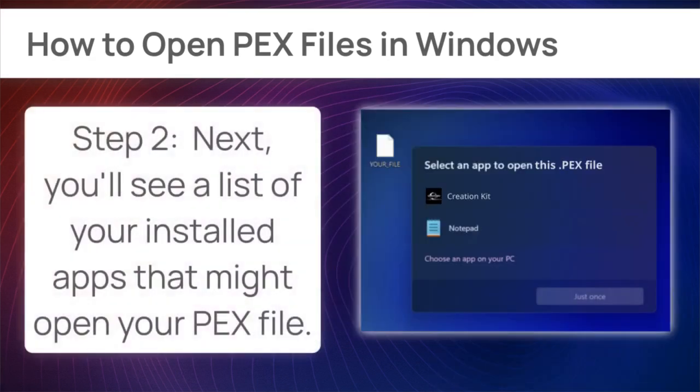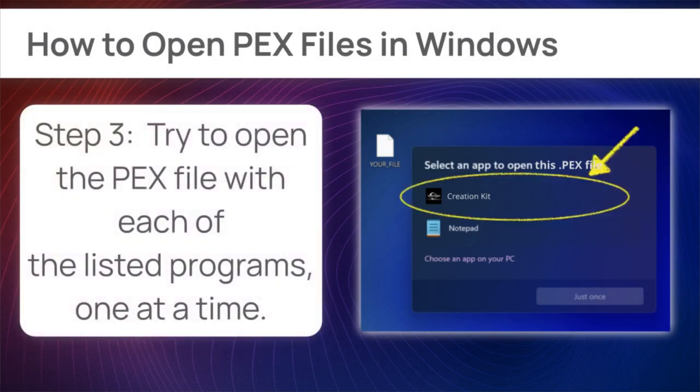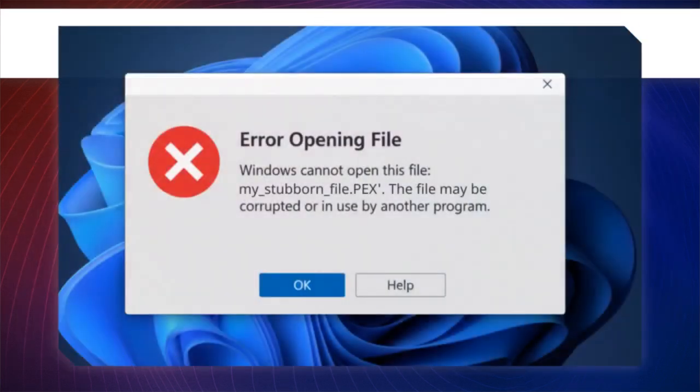Right-click your PEX file, then click Open With. Test Creation Kit if you see it. If it fails, select the next program in sequence. Methodical testing is best. If your PEX file continues to fail when opening, that is okay.